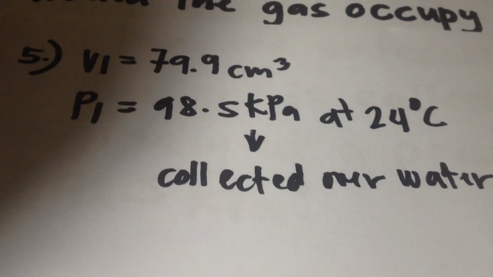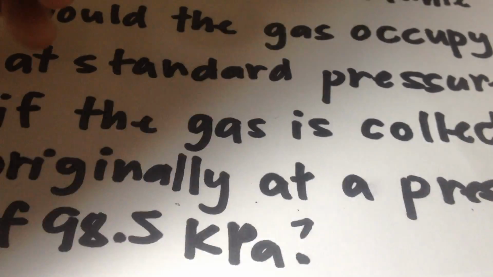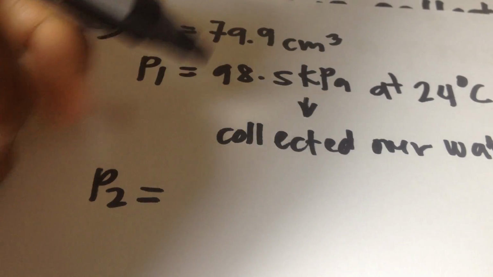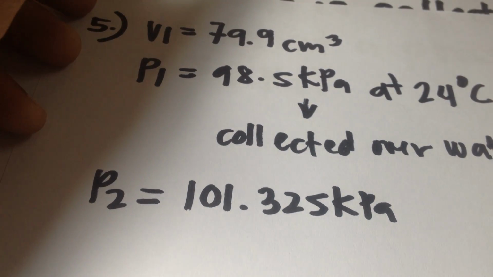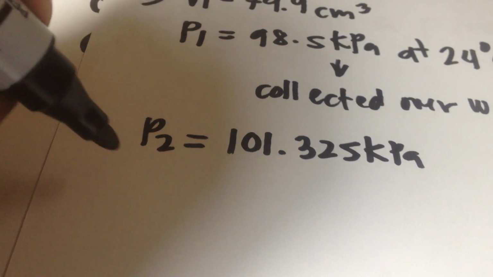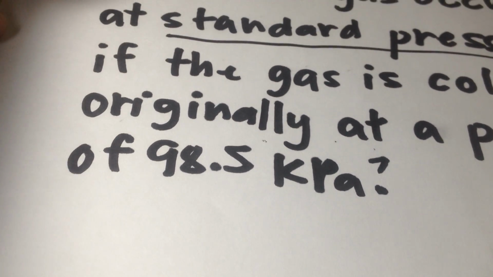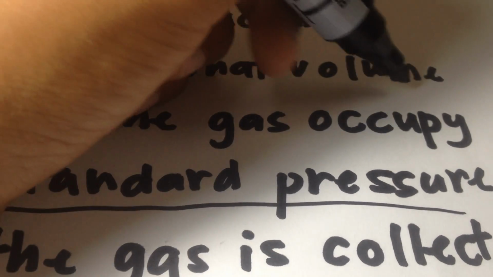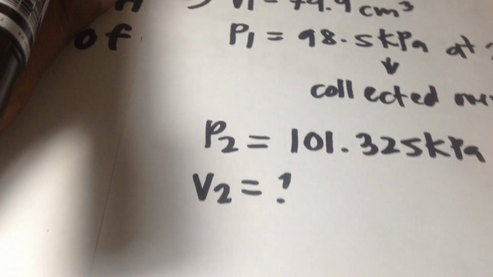So this is pressure 1 and pressure 2 at standard pressure. Standard pressure, so this is our pressure 2. Pressure 2 is equal to 101.325 kilopascal. So the unknown is the volume 2. What volume would the gas occupy? So the question is volume 2.